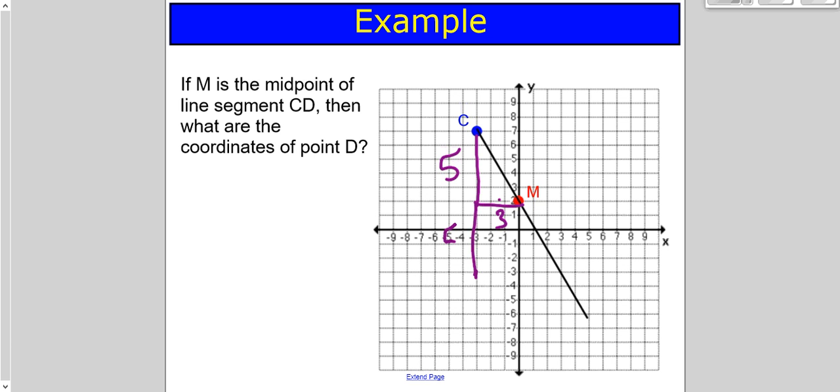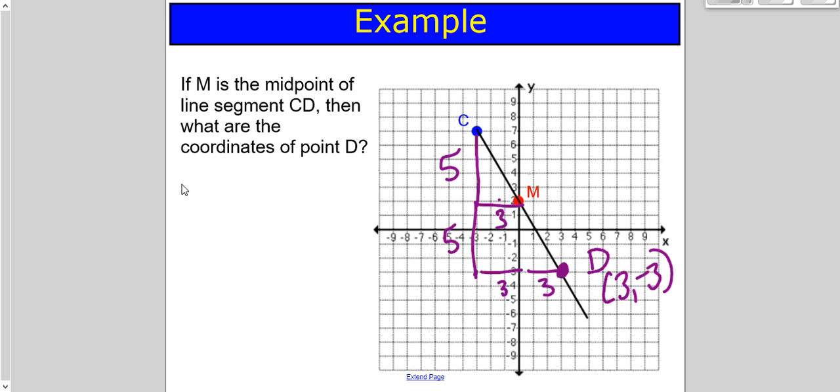So there would be another 5. And then I need to double the 3. So this was 1, 2, 3, and now I need another 3 in order to give me 6. So my other point right here, which they called D, must be at 3 comma negative 3. So definitely by graphing, we can figure out that other endpoint.